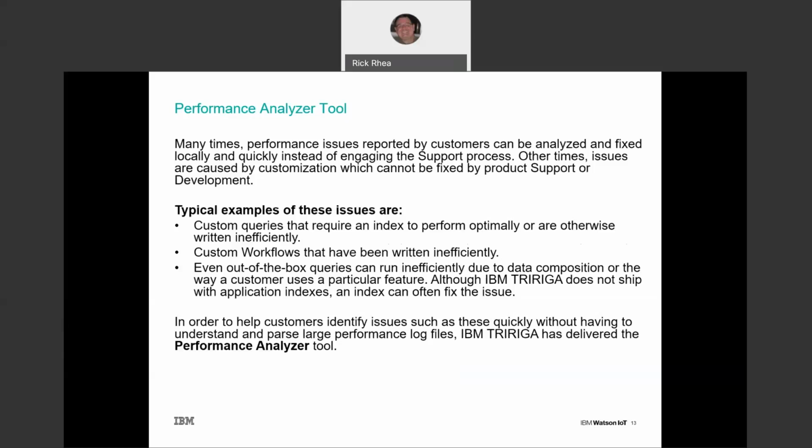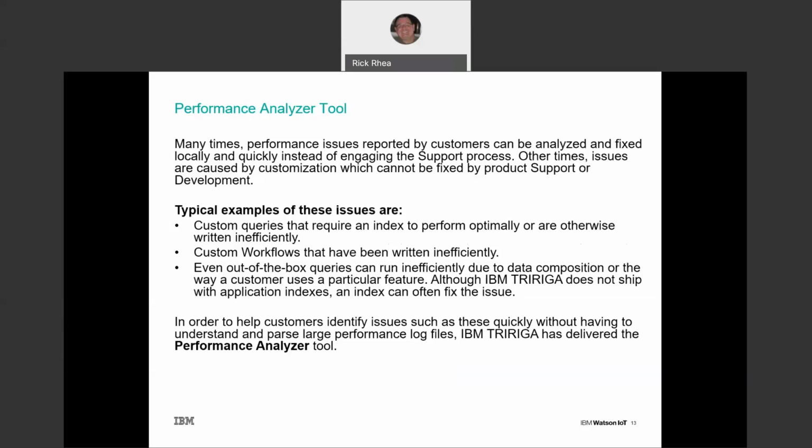Some examples of things you can find are a custom query that you write but it's performing poorly. But if you just put an index on it, it might work just great, right? You might have some custom workflows that you've written and they haven't been written very efficiently, and so they're taking a long time to run. And if you could see which one of those workflows is not efficient, you would know where to go and take a look.